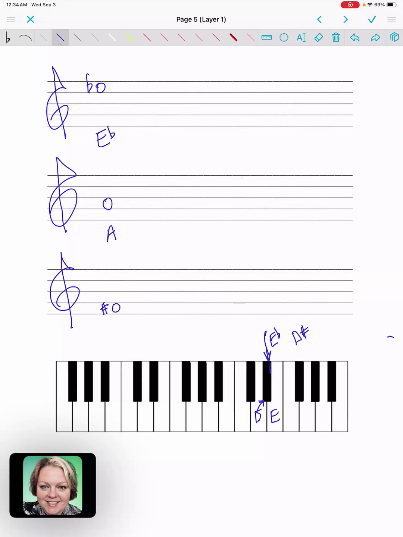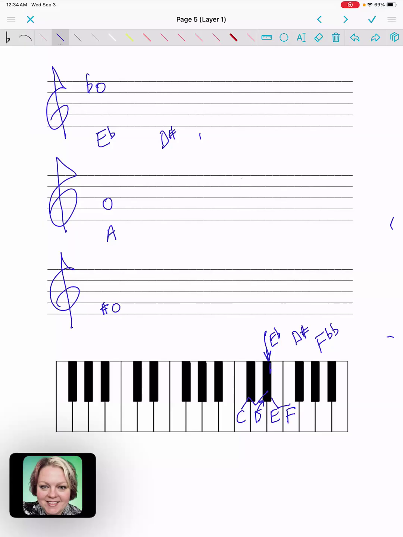If I use C, that's up 1, 2, 3. So that's not a possibility. If I use F, I can go backwards 1, 2. That's like flatting it twice. That's a double flat. You could also call it F double flat. So now we know those are the names.